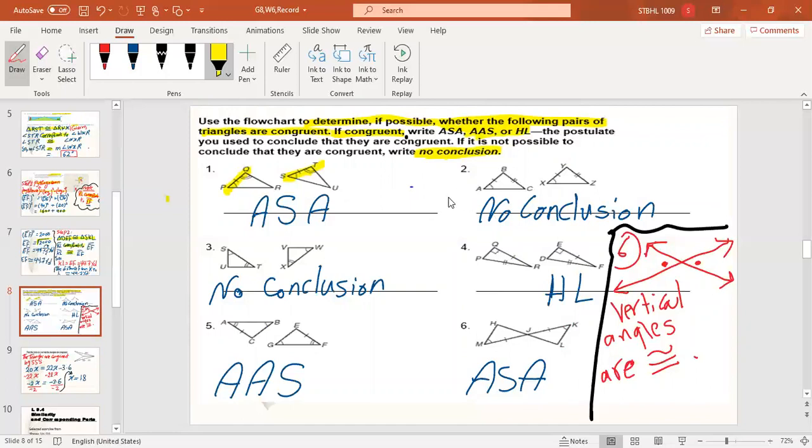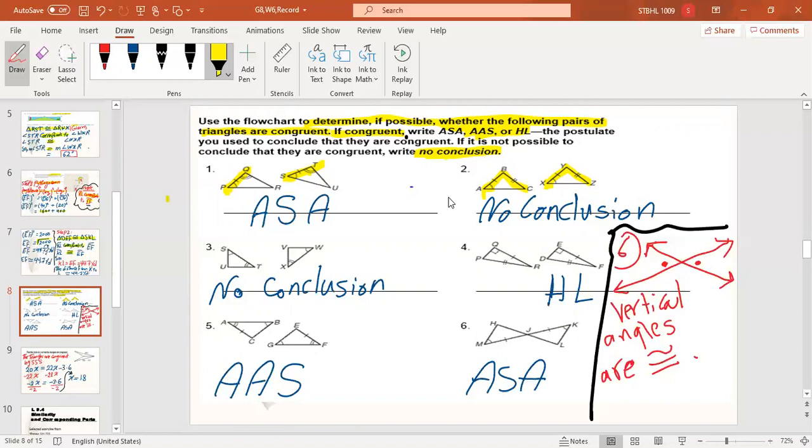Number 2, triangle ABC and triangle XYZ. Let's look at the given. The given here is angle A is congruent to angle X according to the arc. And line segment AB is congruent to line segment XY. And line segment BC is congruent to line segment YZ. We don't have this case. There is no angle side side. So in this pair of triangles, no conclusion. There is no postulate to prove that these triangles are congruent.